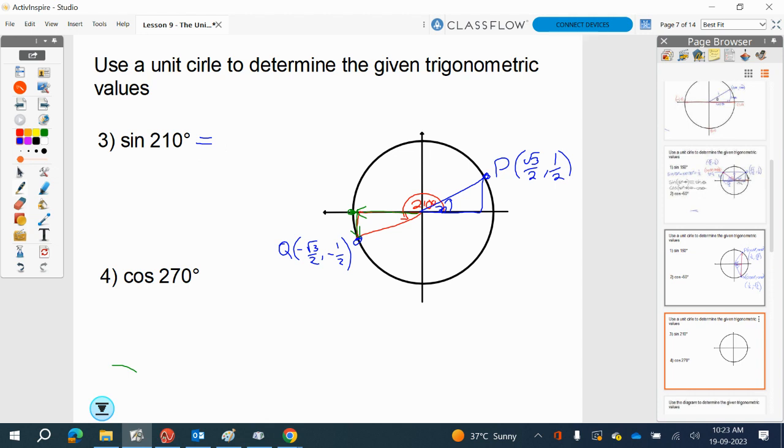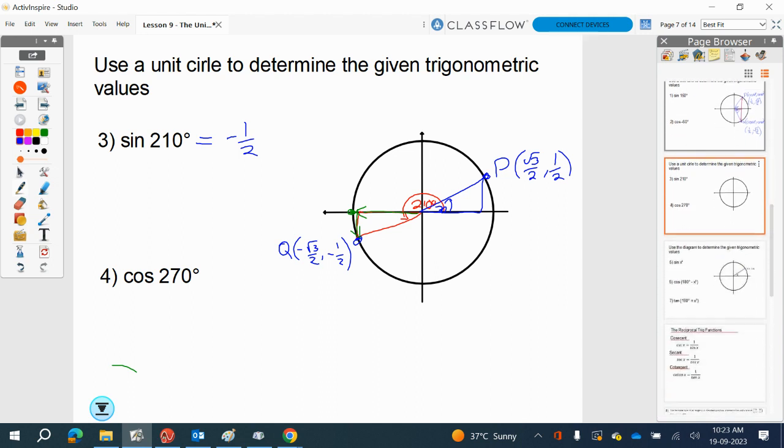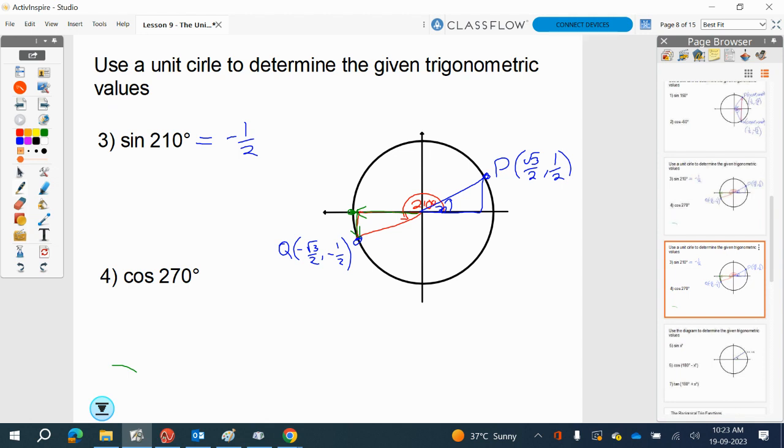So what was the sine of 210? We didn't answer the question. Negative root 3 over 2? Which one of the values do we want? Negative 1 over 2. Yeah. So we did the cosine of 270 now? Yes.